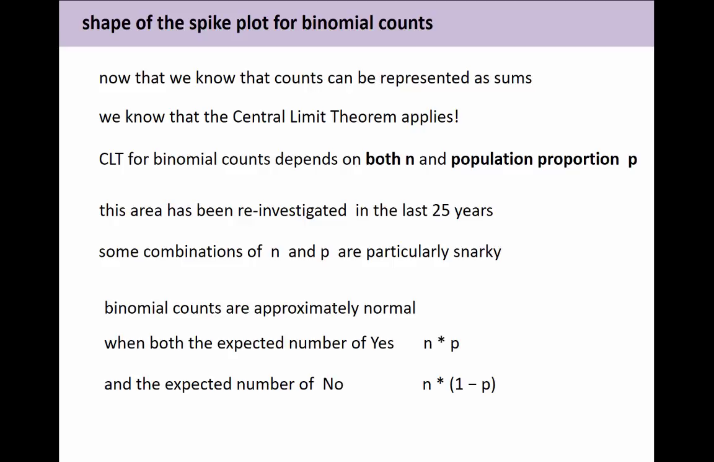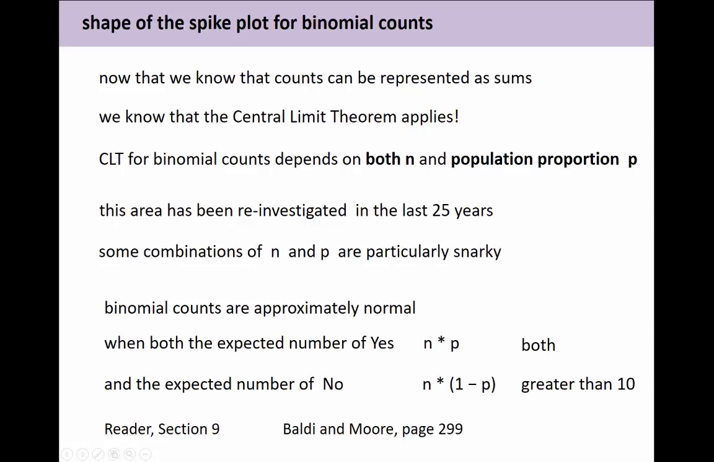So we're going to have some advice from Baldi and Moore, where we're going to say binomial counts are approximately normal when both the expected number of yes, which we know is n times p, and the expected number of no, which would be n times 1 minus p, are both greater than 10. So this is in the reader in section 9 with quite a bit of illustration. It's summarized for you in Baldi and Moore on page 299.